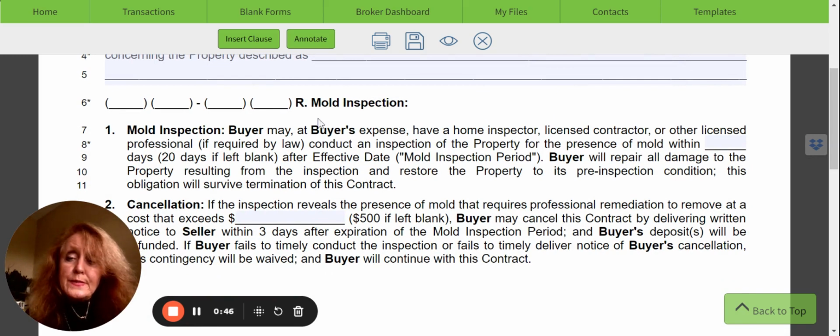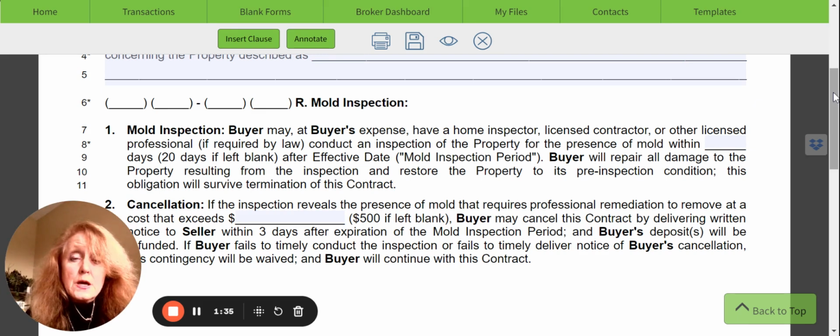Paragraph 1, mold inspection. Basically, at the buyer's expense, the buyer can have a home inspector, licensed contractor, or other licensed professional, if required by law, conduct an inspection of the property for the presence of mold. Now, it has a default period of 20 days from the effective date. The effective date is the date buyer and seller sign the contract. Basically, they both sign off on the contract, and that's day one. So within 20 days of that, or within a period as specified here, meaning if you decide that you want 10 days, you put 10 days in here. 20 days is a good time for most retail real estate contracts.